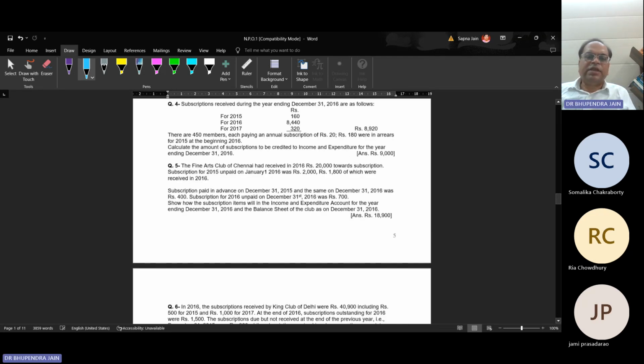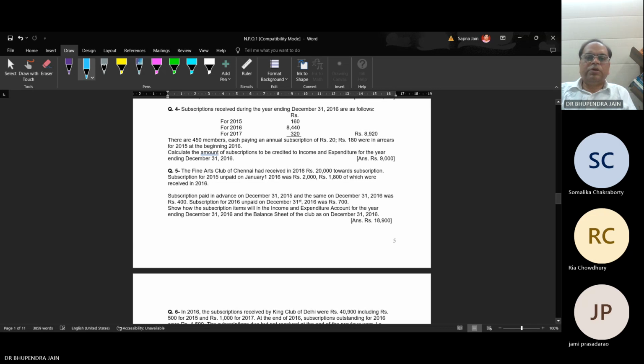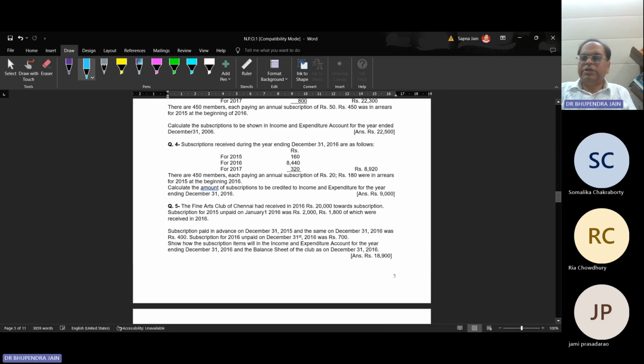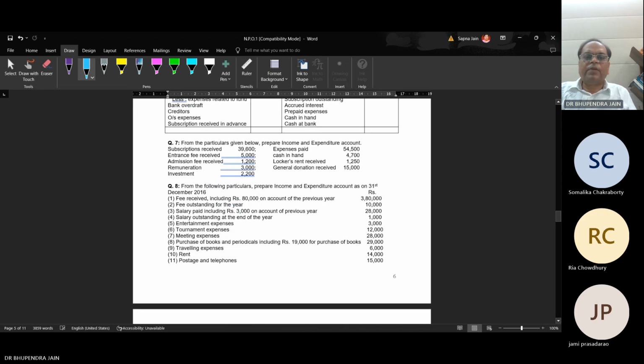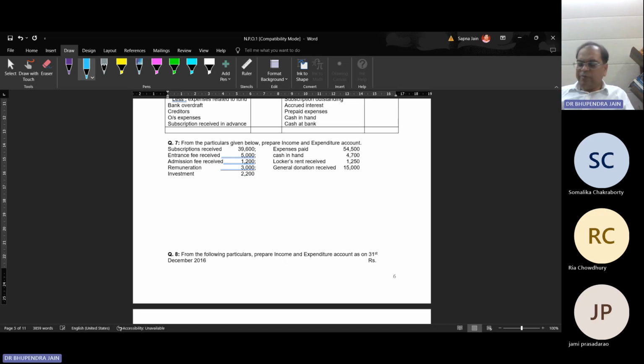We have done up to question number 6 in the last class, regarding the calculation of the total amount of subscription. Clear? Now I am going to the next step: how to prepare the income and expenditure account. Clear? Now for the preparation of the income and expenditure account, this is just like the trading and profit and loss account.